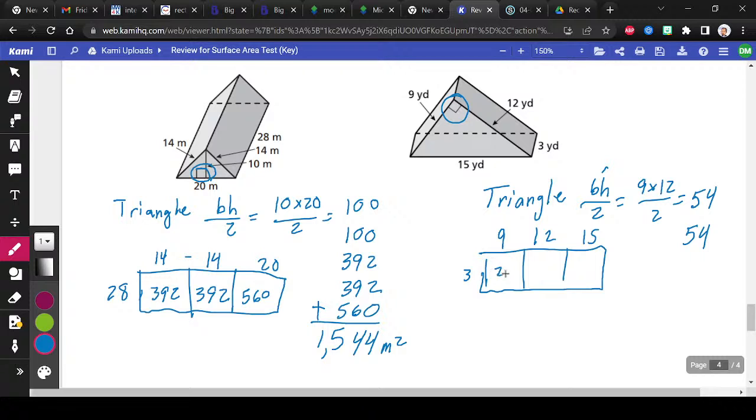9 times 3 is 27. 3 times 12 is 72. 3 times 15, no, not 72. Silly Mr. Manchester. It's 36. What you thinking? And then 3 times 15 is 45. Phew, my brain went kaput there for a moment. So now we do 54 plus 54 plus 27 plus 36 plus 45. That's 216. And that's yards squared.